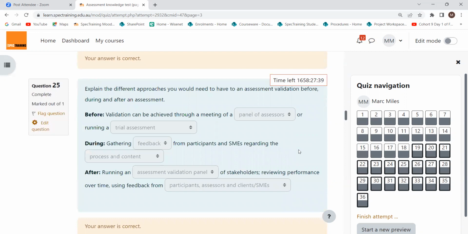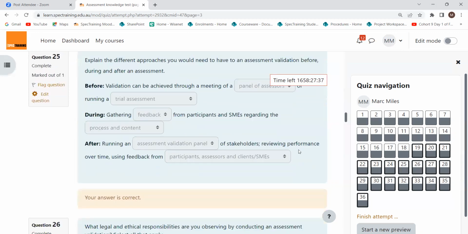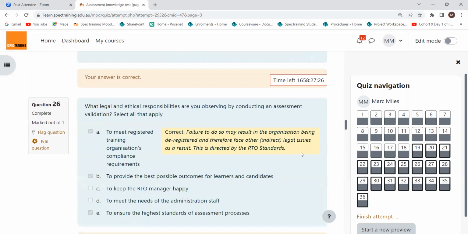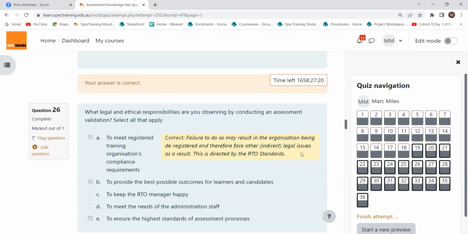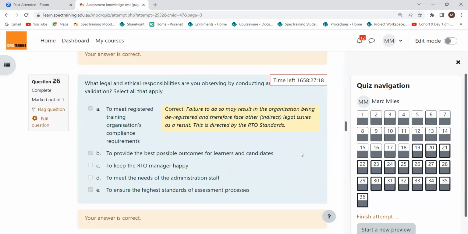Question 25. This talks about the different approaches for validation before, during, and after. Absolutely. Hopefully that helps you out there a little bit. And you go back and reread the question and get a sense of what it means. Question 26. All right. What legal and ethical responsibilities are you observing by conducting assessment validation? Quite a few there. That's excellent.